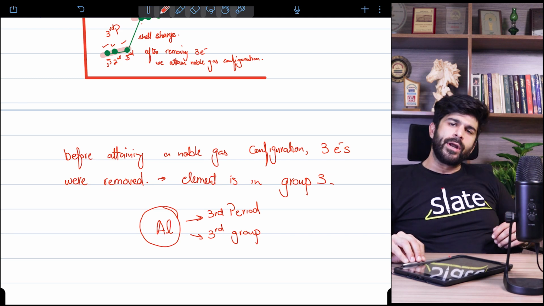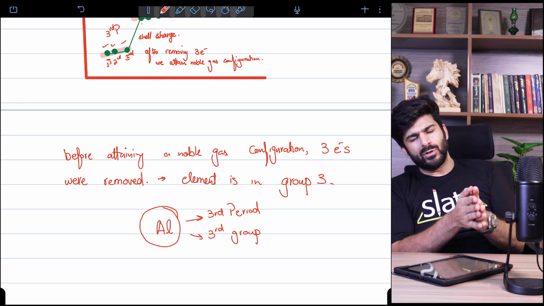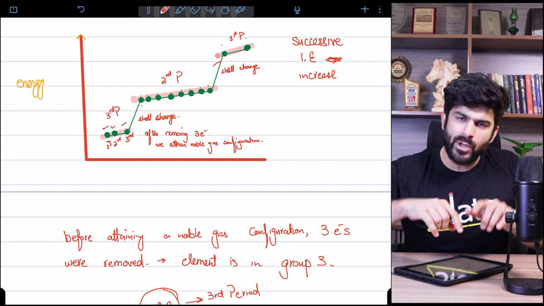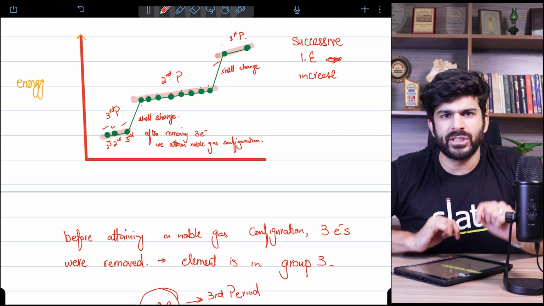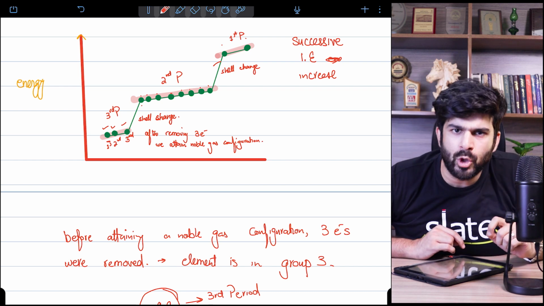So that is all for today. In the next lecture, we are going to solve some past paper questions, students. And we are also going to see how, when you get the values for successive ionization energies, how do you find a group number?